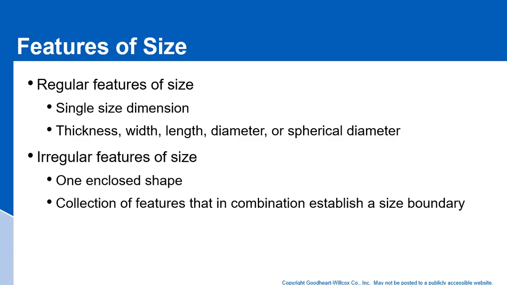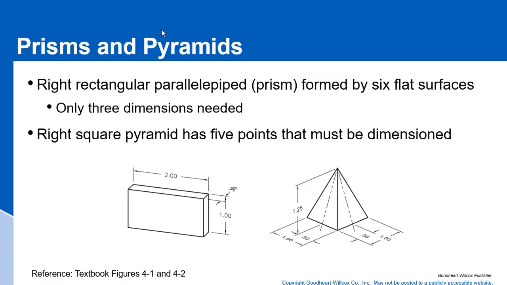First of all, let's talk about prisms and pyramids. A right rectangular parallelepiped, that's a prism, formed by 6 flat surfaces. Only 3 dimensions are required. You've got length, width, and height.